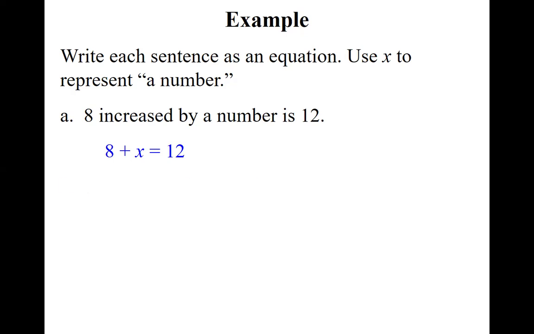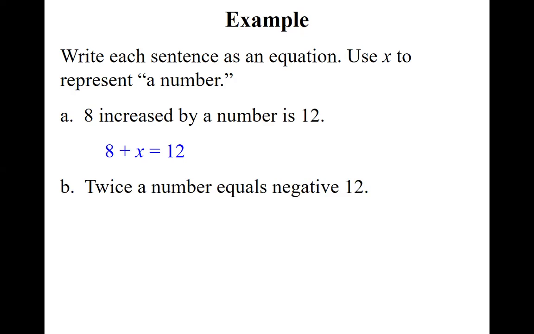Twice a number equals negative 12. That's 2 times x, and then equals, and then negative 12. 2x equals negative 12.